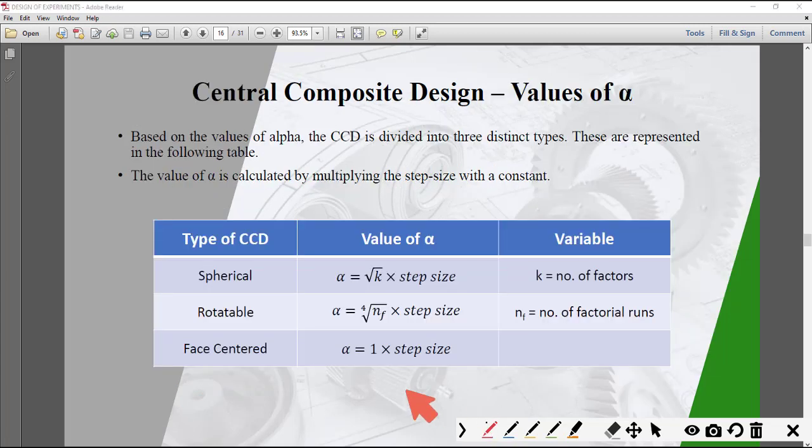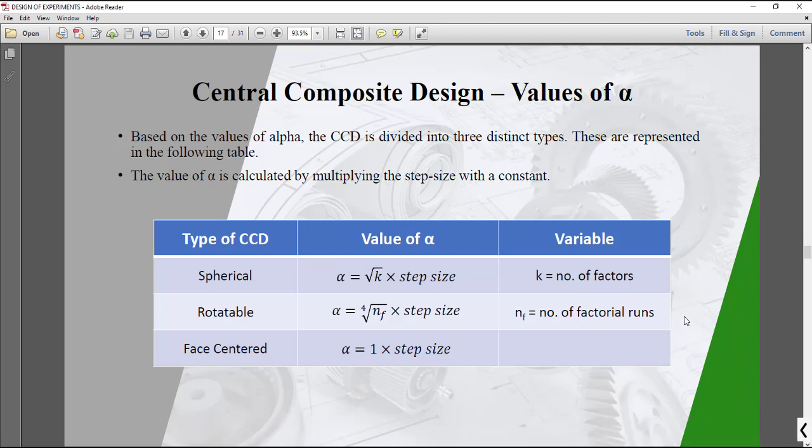So what are the values of alpha for these different types of CCD? See, this can be asked in MCQ. Okay, so please pay attention. For spherical type, the value of alpha is square root of k into step size, where k is the number of factors. In our case, k is 2. For rotatable, alpha is the fourth root of the number of factorial runs, which in our case is 4, and in face centered, alpha is equal to 1. Okay, so this is how the values of alpha differ for a central composite design.